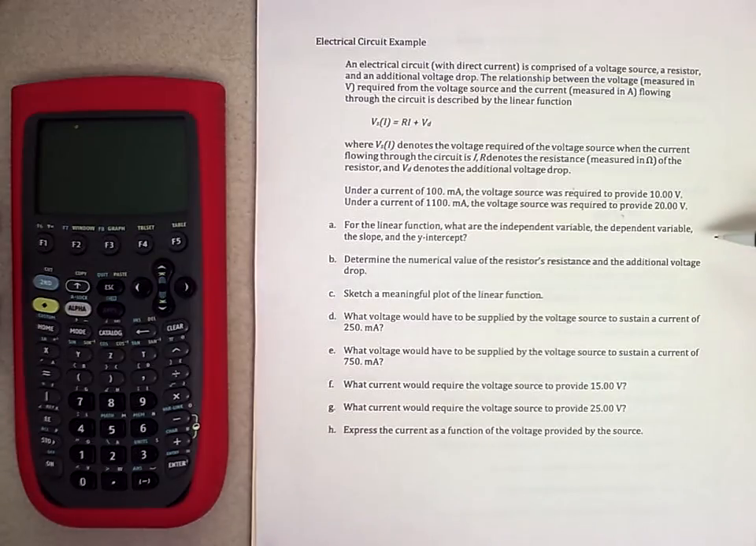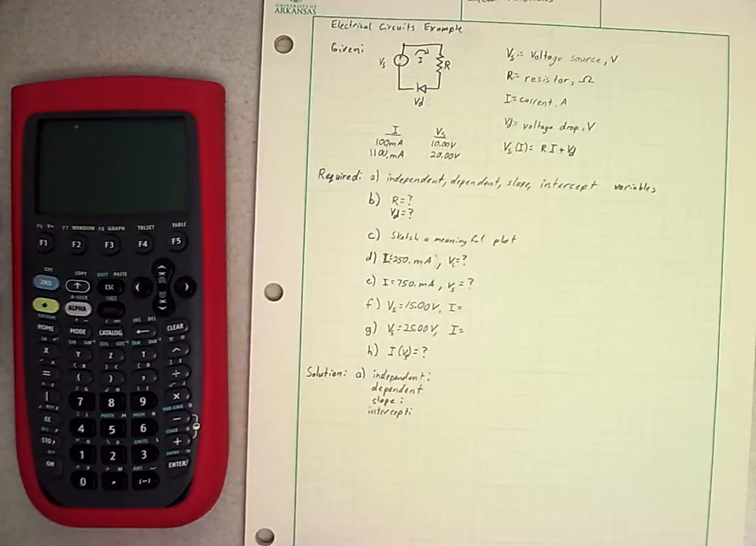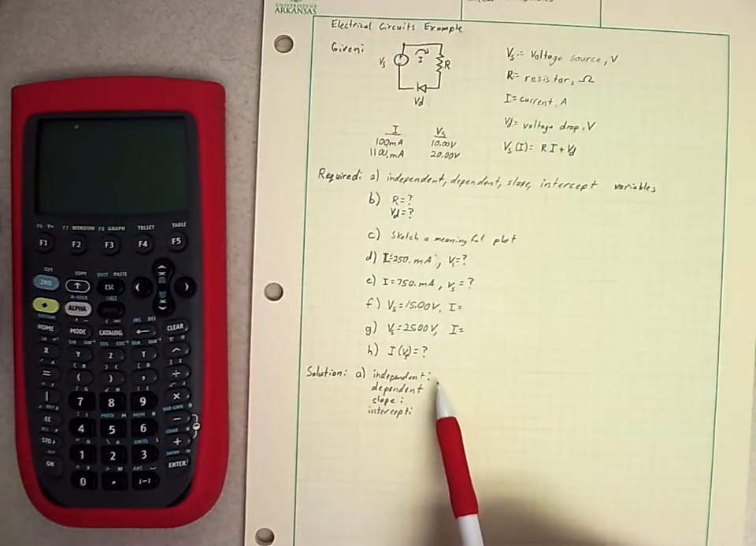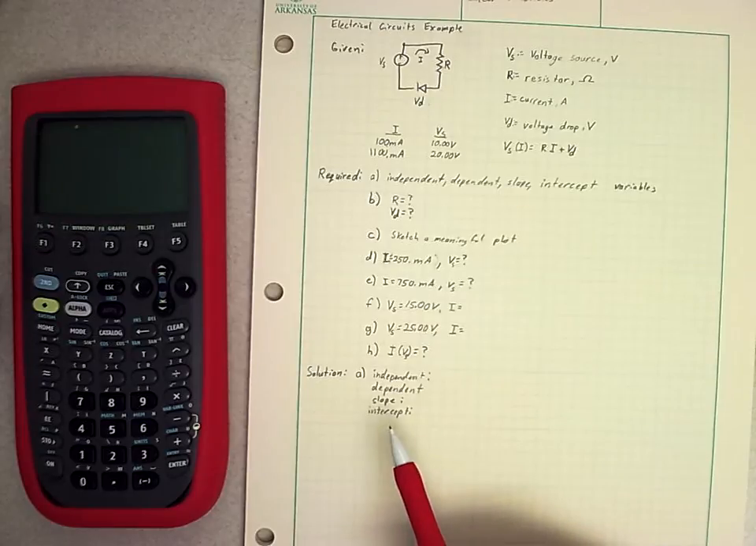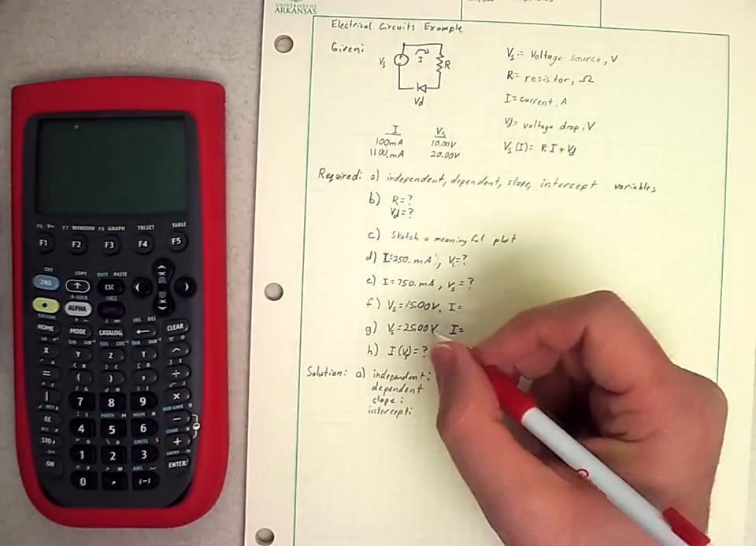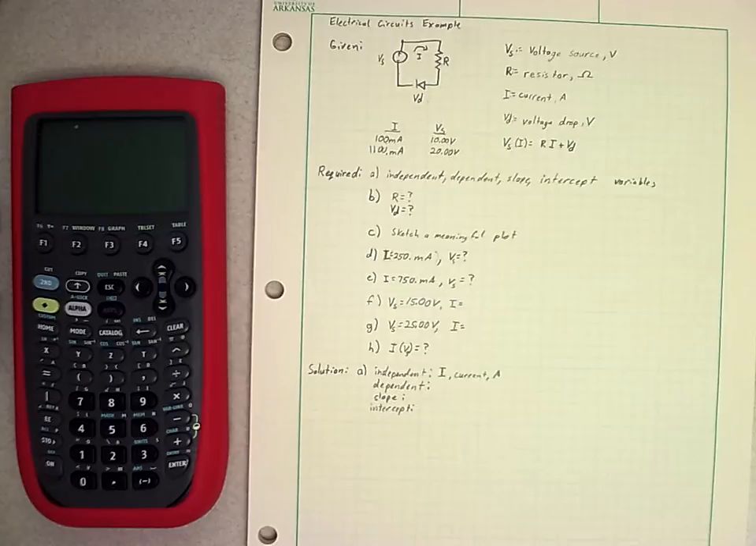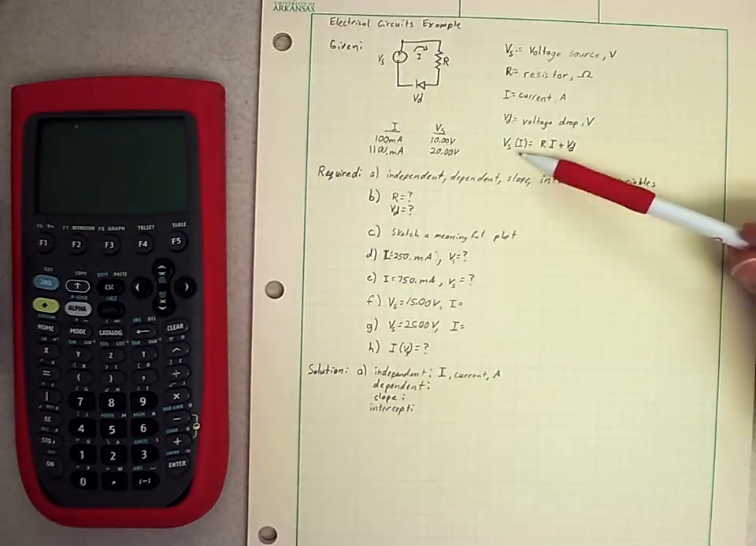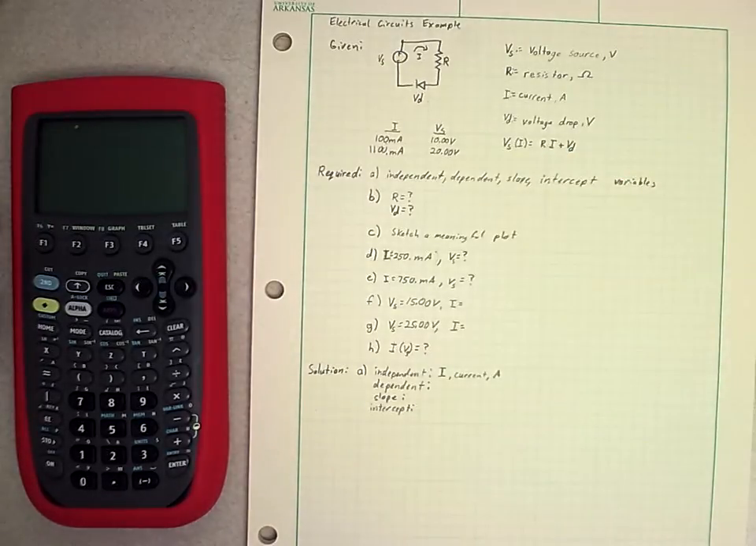So part A, as we've come to expect on these example problems, asks for the independent, the dependent, which one is the slope, and which one is the intercept. So, solution to part A: the independent variable is the one that the function is a function of, so that must be I, which is our current measured in amps. The dependent is the one that is the function, so if our function is Vs of I, then Vs must be our dependent variable. And so our voltage source is measured in volts.